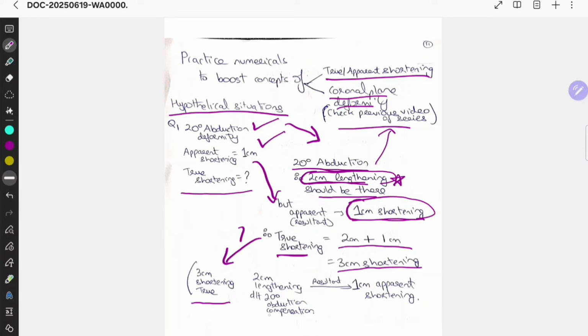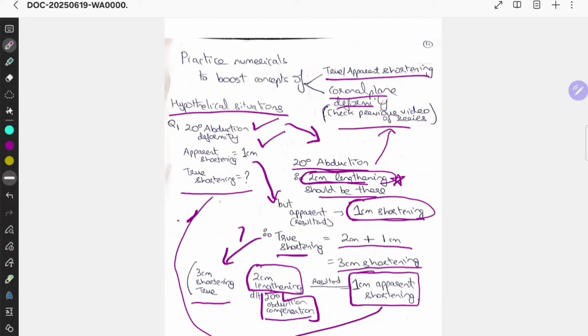But due to the 20-degree abduction compensation, the limb has lengthened by 2 centimeter. So the resultant is 1 centimeter of apparent shortening. So that was the question. Am I making sense? This is very interesting.